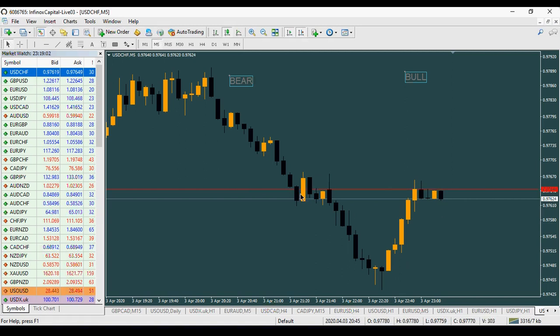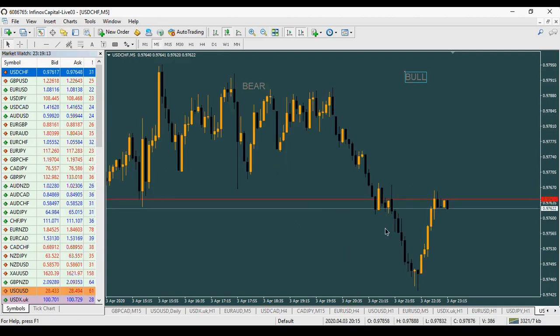So we have bull candle, we have bear candle. That is why in Forex, when we see that the direction of the market is going down, for example like here, you can see we have more bear candles, and then it pushed price down up to this point. When the market is going down, we say that we have a bearish trend. When the market is going down this way, we say that we have a bearish trend.